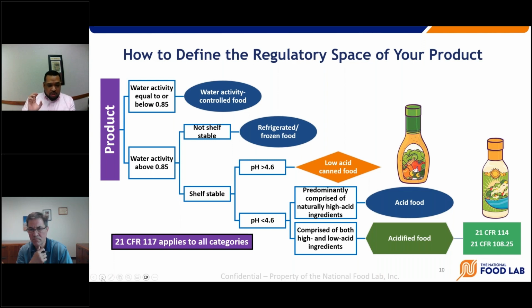I just want to mention from the get-go that Title 21 CFR Part 117 will apply to all of them. So GMPs apply for the whole spectrum of products. But if you go in through the different decision nodes of the decision tree, and you start with a product that has, for example, water activity that is equal to or below 0.85, you're talking about products that are water activity controlled, meaning dry products, for example, crackers, things that are not going to spoil because the water available for microbial growth is very low.